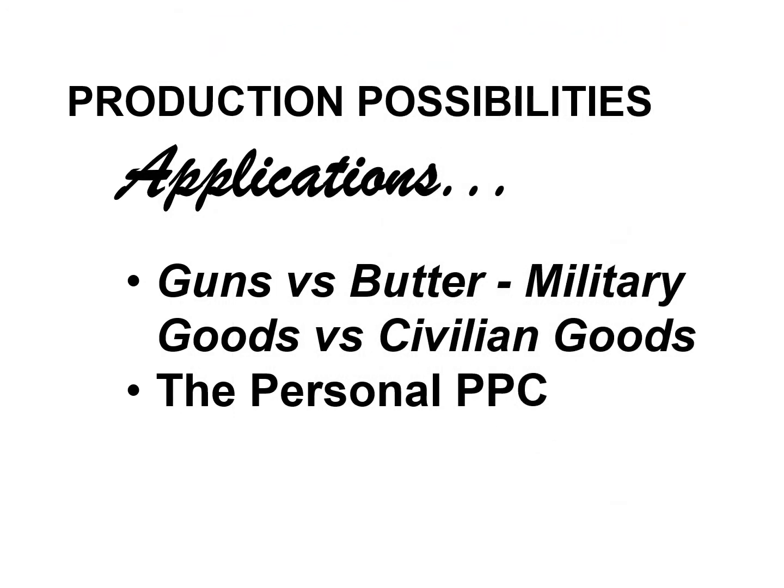There will be two specific applications of the economic lessons of the production possibility model beyond our previous examination of these lessons. The first will be related to the trade-off between military output and civilian output, the old guns versus butter debate. The second application will involve what is known as the personal production possibility curve.